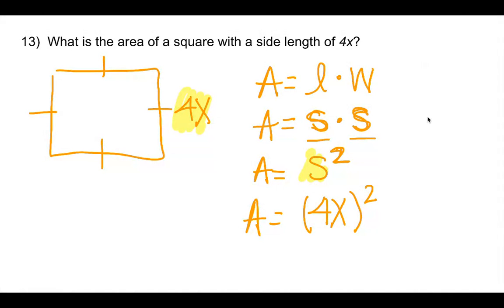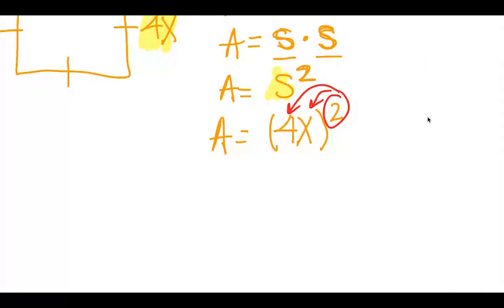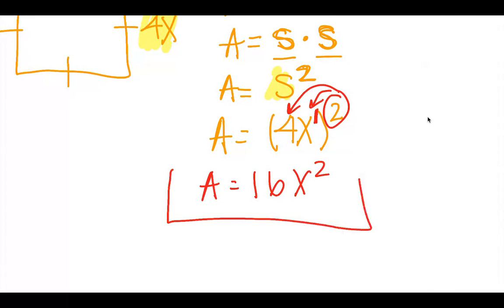Now I take the 2 and I multiply it times everything inside. 4 to the power of 2, which is really 4 times 4 is 16. And then x doesn't have a power, so it's really 1. 2 times 1 is 2. So area equals 16x squared.